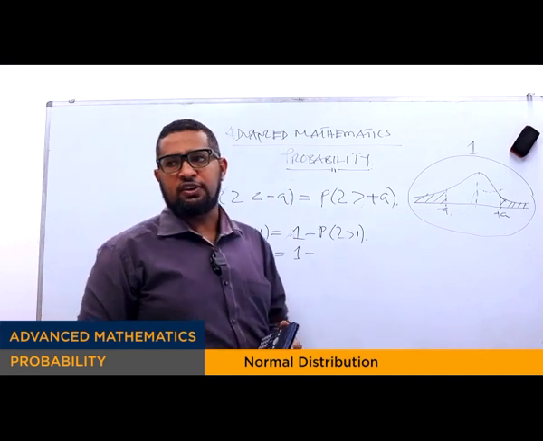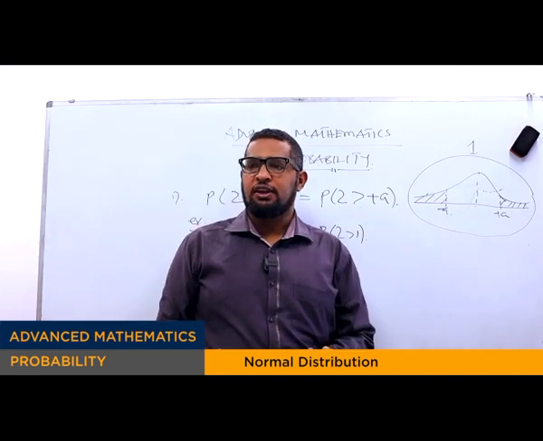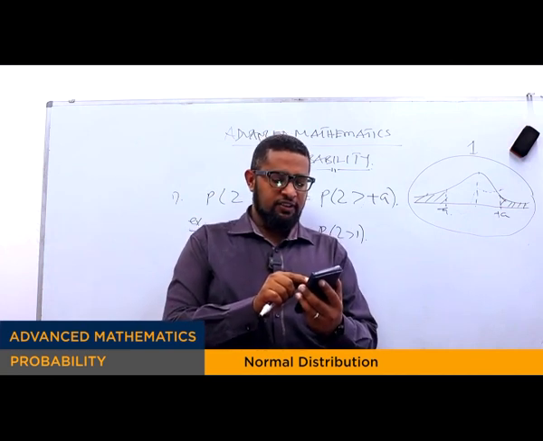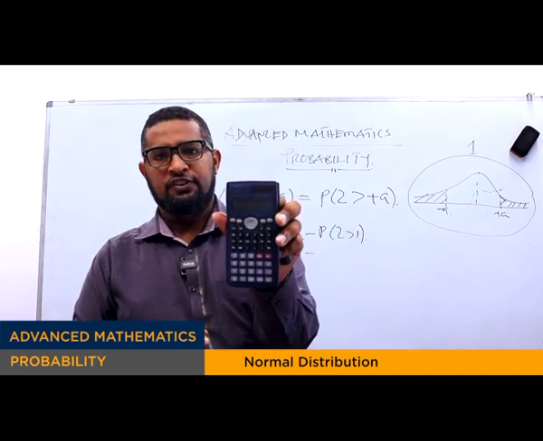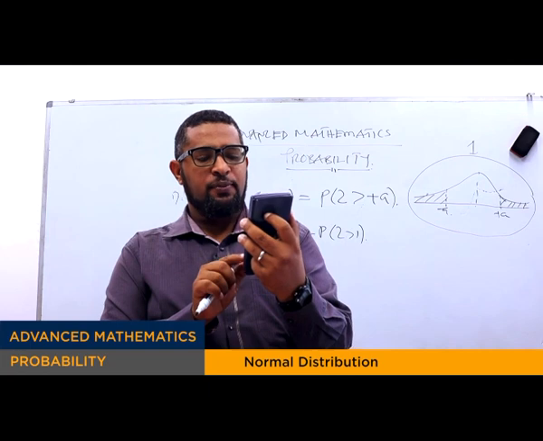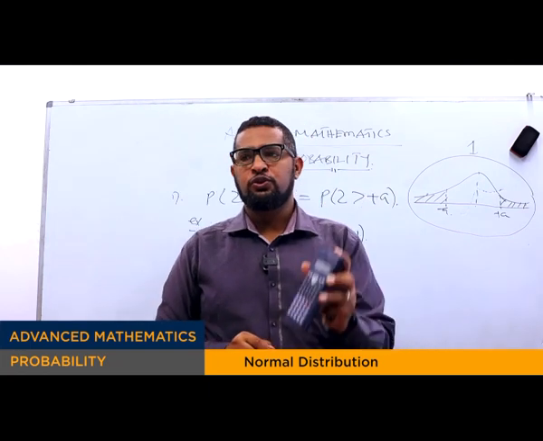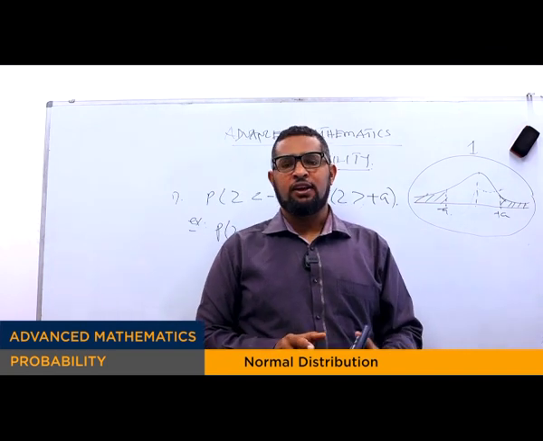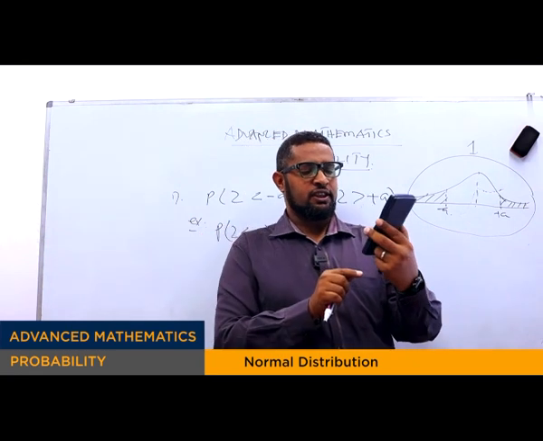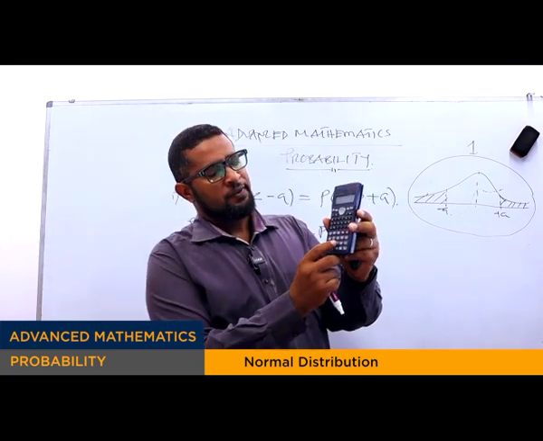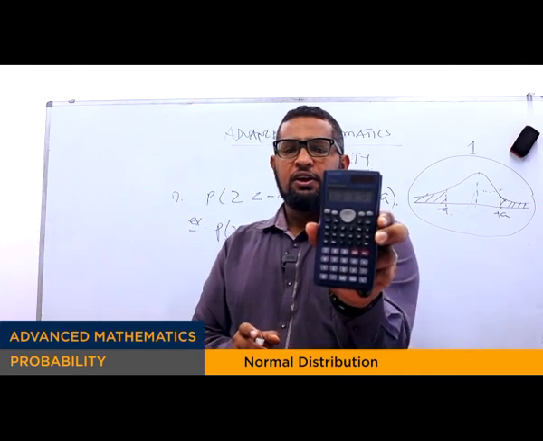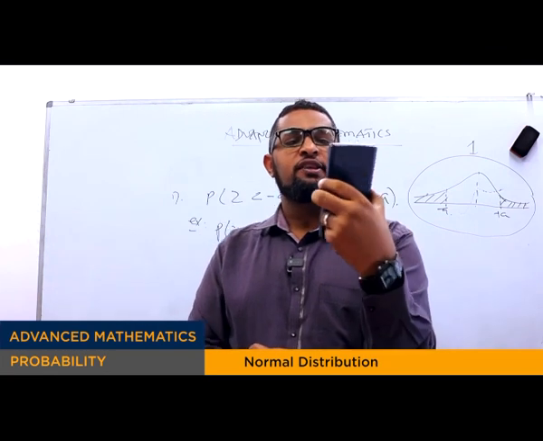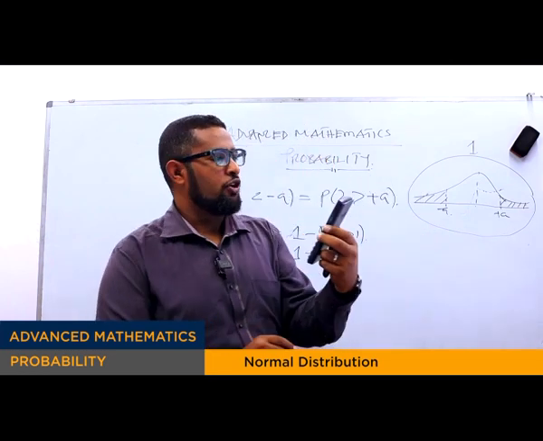Now it's time to use your calculator. But how do I use a calculator? You need to go to mode and make sure your calculator is in SD mode. So press 1. After pressing 1, my calculator is ready to use. So how do I find P of Z greater than 1? Just press shift and then go to distribution, press number 3. If you press number 3, you'll see letter P, open bracket, Q, open bracket, R, open bracket, and so on.